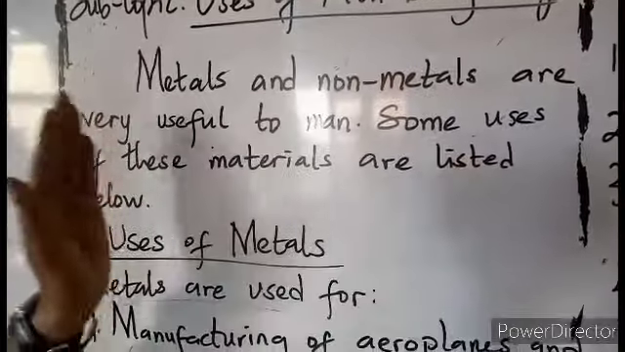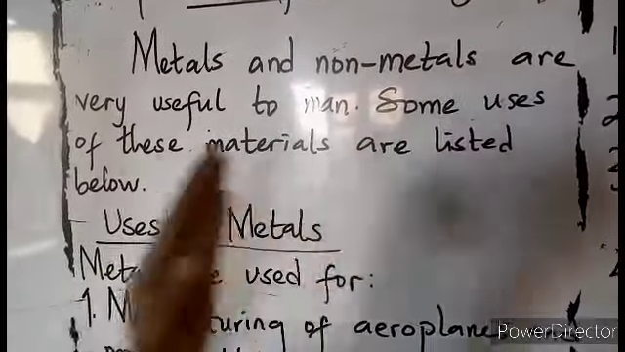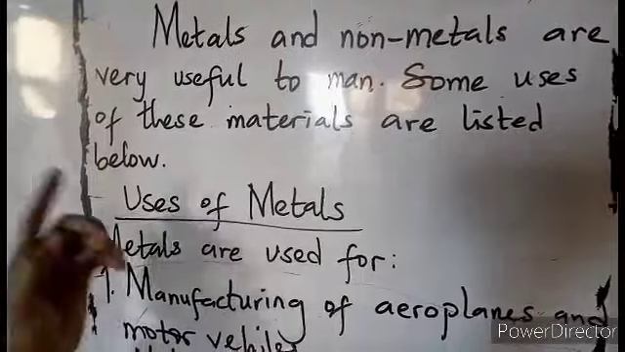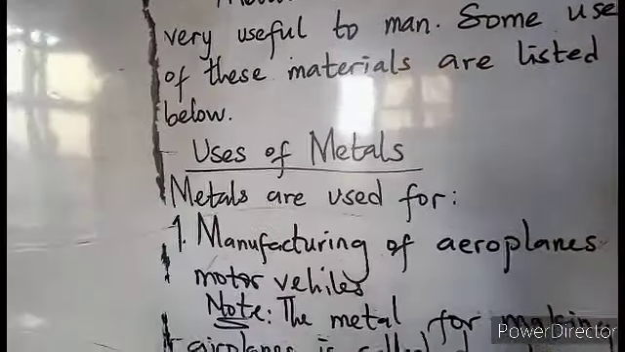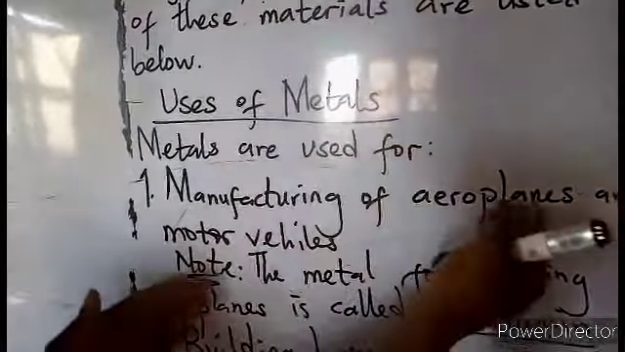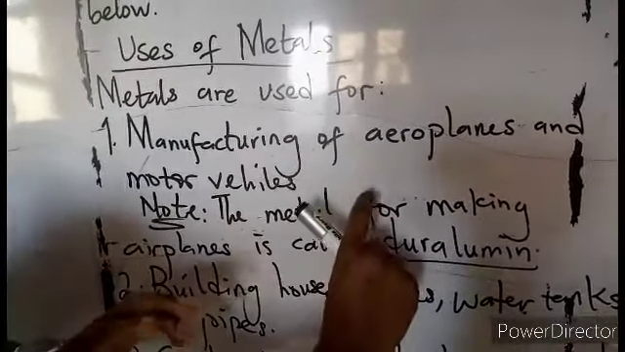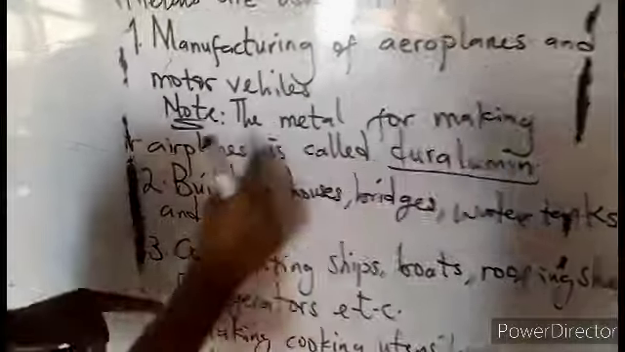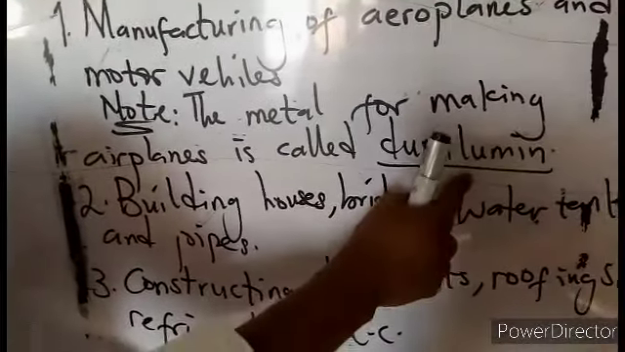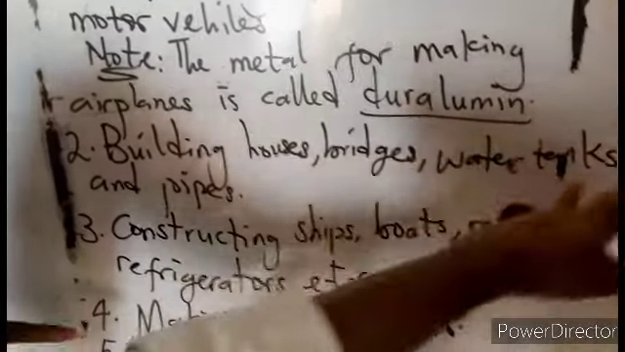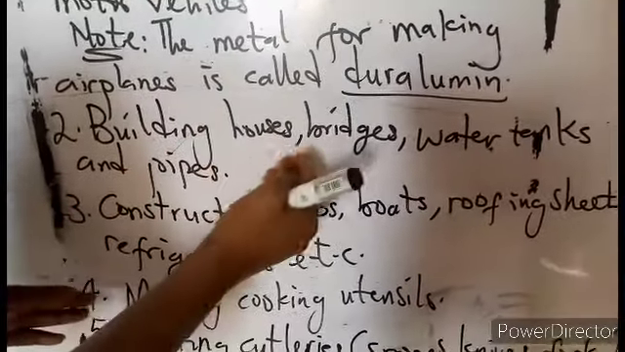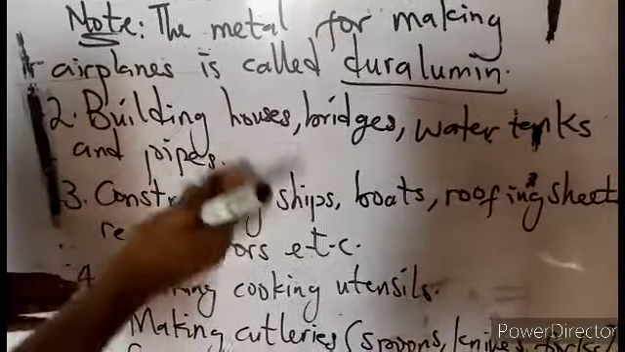Metals and non-metals are very useful to man. Some uses of these materials are listed below. Uses of metals. Metals are used for manufacturing of airplanes and motor vehicles. I said there's a fact for you today. The metal for making airplanes is called duralumin, or duraluminium. Alright. We can use metal to build houses, bridges, water tanks, and pipes.